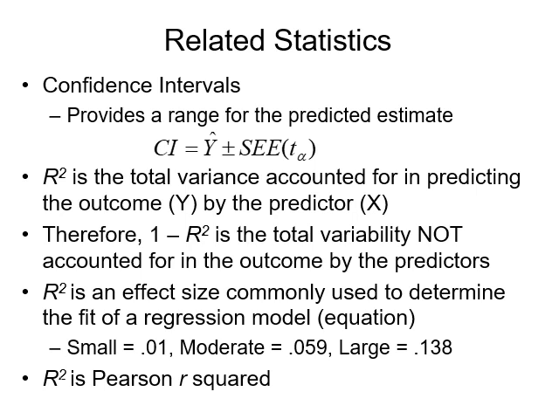The final thing we have is effect size. So the effect size here is the same. It's R squared. It's the total variance accounted for in predicting the outcome from the predictor. And again, therefore, 1 minus R squared is the total variability not accounted for in the outcome by the predictor. R squared is again an effect size commonly used, and the ratio, notice here, is a little bit smaller than when we talked about correlation.